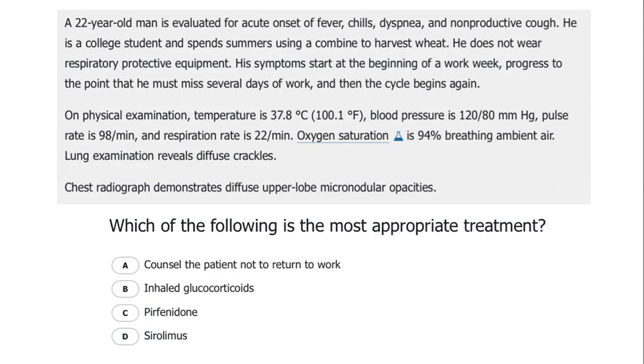Tell him to quit that stupid job. Yeah. Because we don't think we need steroids. He's still breathing room air. You know, he hasn't tried really abstaining from work. So that would be the answer there.